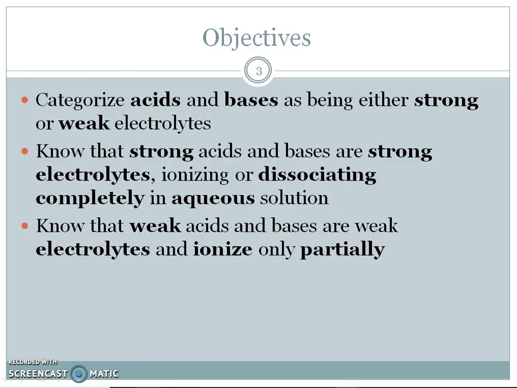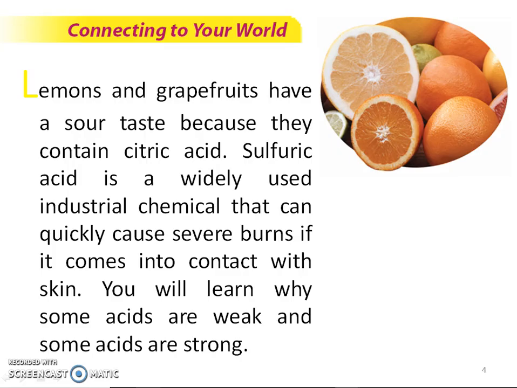In this chapter, you're going to categorize if an acid and a base is strong or weak, and understand that strong acids and bases are strong electrolytes, and they'll dissociate completely in an aqueous solution. You're also going to learn that weak acids and weak bases are weak electrolytes, and they ionize only partially. This is information you already know, but now we need to put it into mathematics. We need to understand the math behind it.